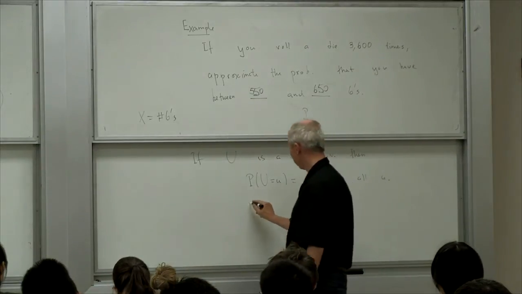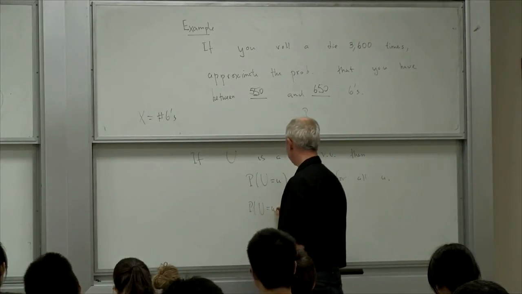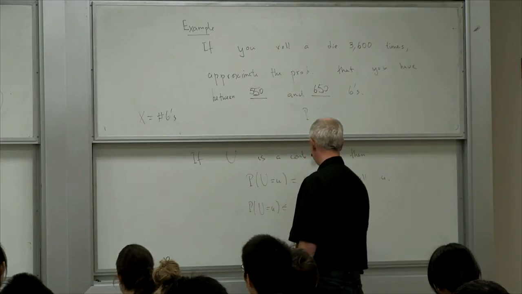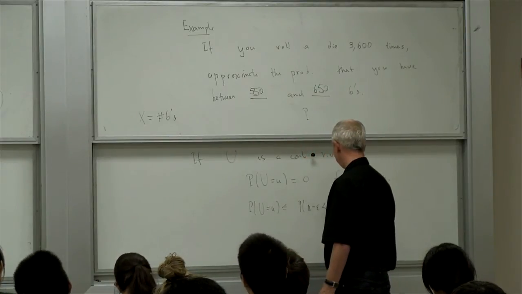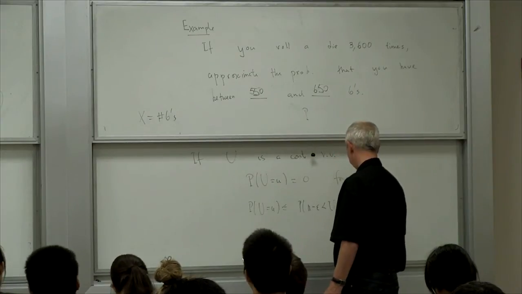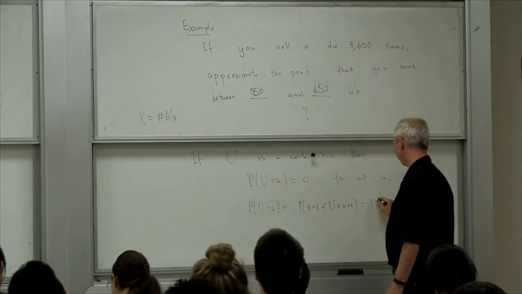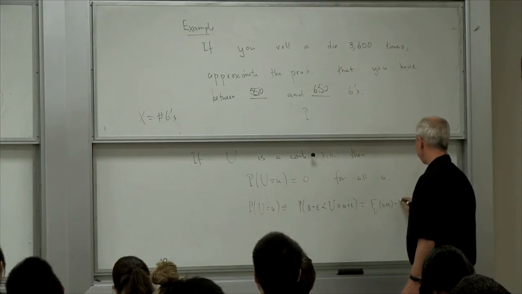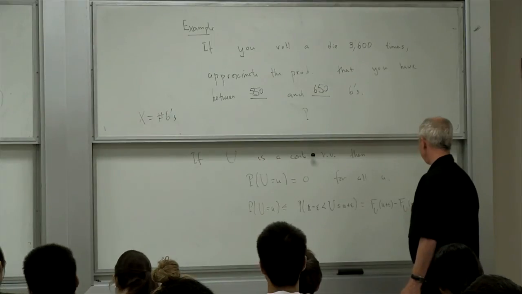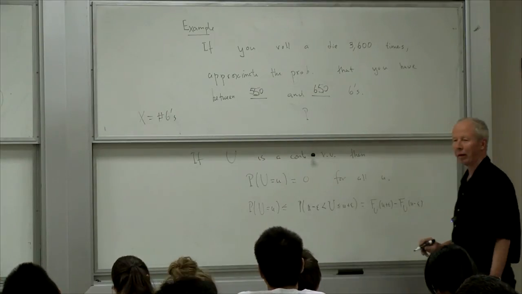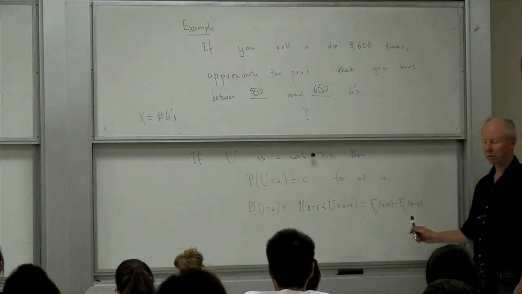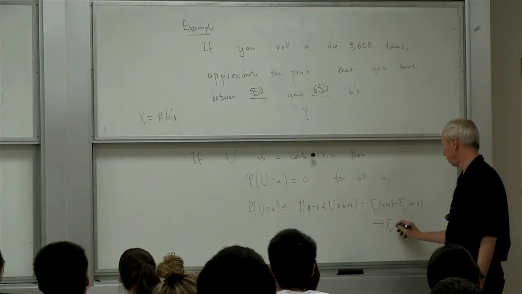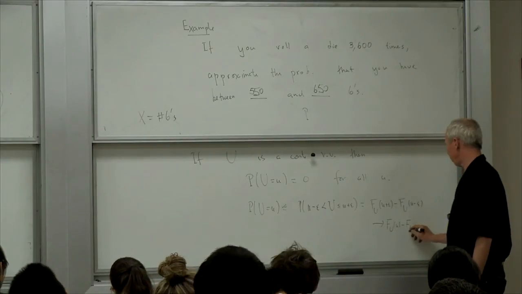And one way to see that, probably that capital U is equal to little u, would be less than or equal to the probability that u minus epsilon is less than capital U is less than or equal to u plus epsilon. And this would be the distribution function at little u plus epsilon minus the distribution function at little u minus epsilon. And what happens to this as epsilon goes to 0? This goes to F sub capital U of little u minus F sub capital U of little u.